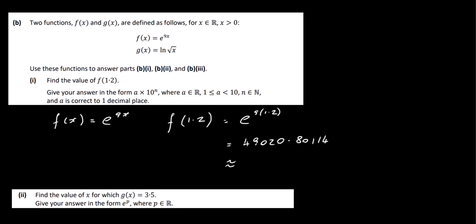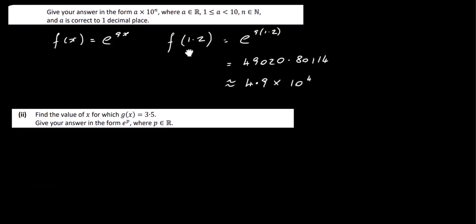So I'm going to take the decimal point and bring it down here to 4.9. Remember, a has to be between 1 and 10. So this is our a here. Now we want one decimal place, so that's one decimal place. Now we're going to multiply. We've got to bring the decimal point back again, so it's 1, 2, 3, 4. So it's 10 to the power of 4. And that's all we had to do there.